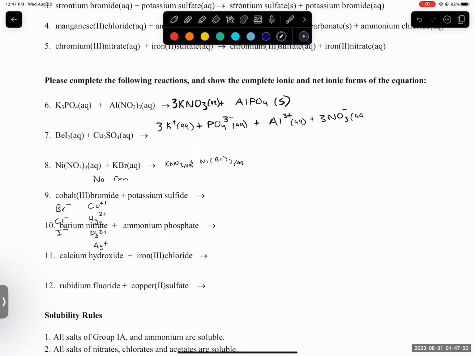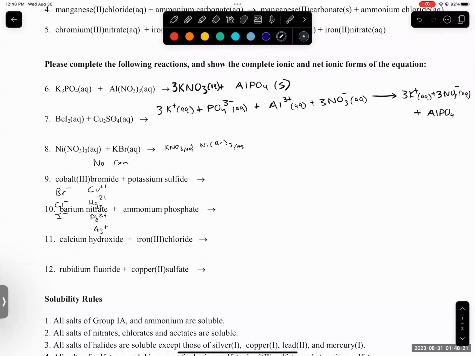So we're breaking everything that's aqueous, and we know it's aqueous again because of solubility rules. So 3K plus aqueous plus 3NO3 minus. And then we have aluminum phosphate, which is a solid in solution. It's not soluble, so it's going to stay a solid in solution. I'm sorry, I kind of ran out of space. I think y'all get the gist.